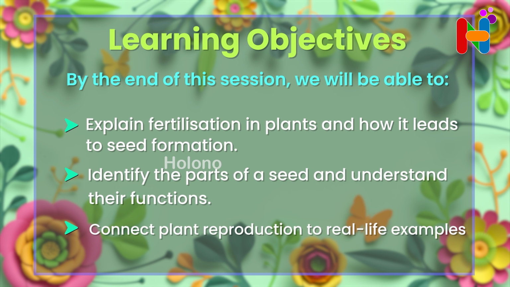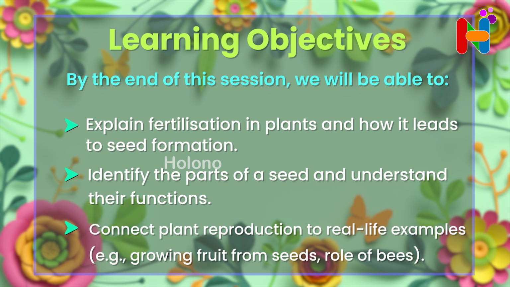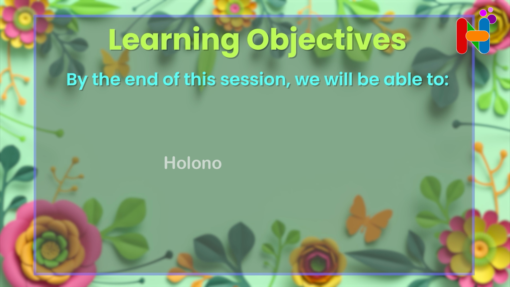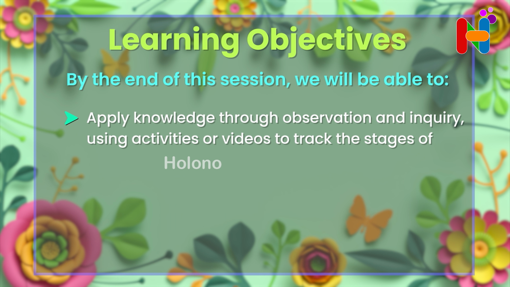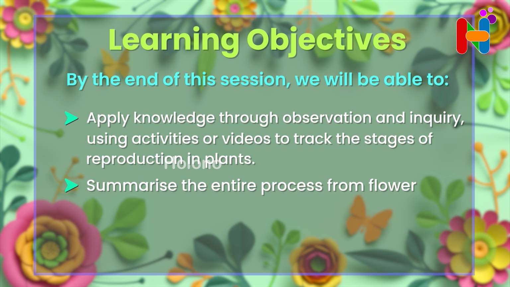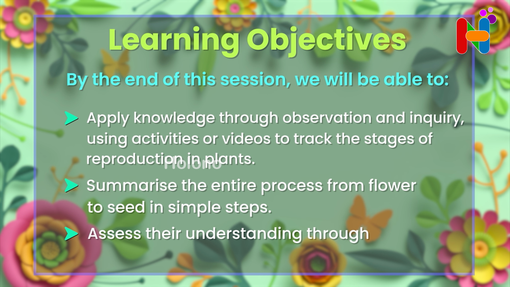Connect plant reproduction to real-life examples. Example: growing fruit from seeds, role of bees. Apply knowledge through observation and inquiry, using activities or videos to track the stages of reproduction in plants. Summarize the entire process from flower to seed in simple steps. Assess their understanding through a short quiz or class discussion.